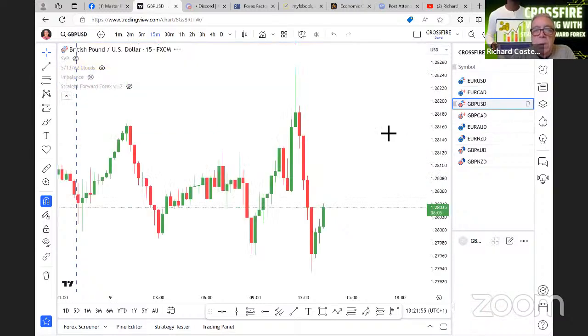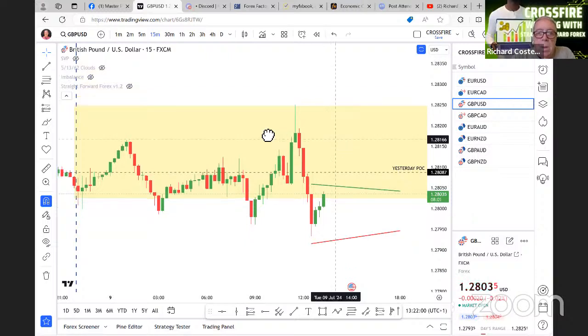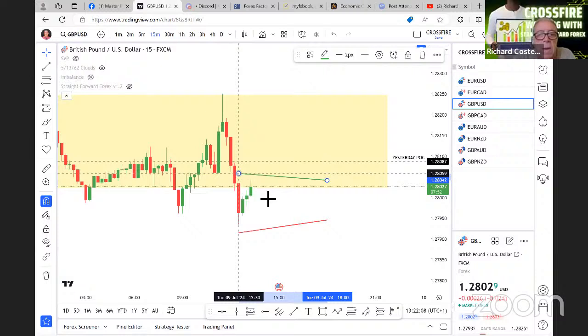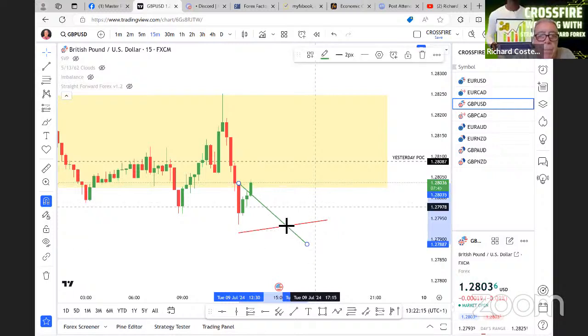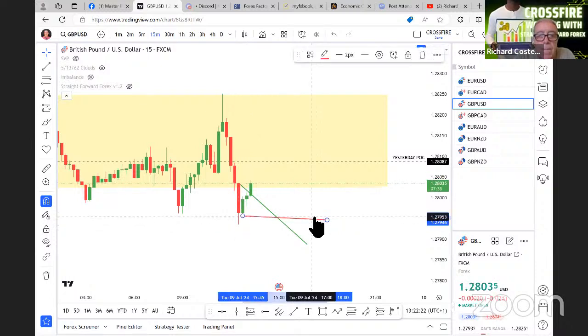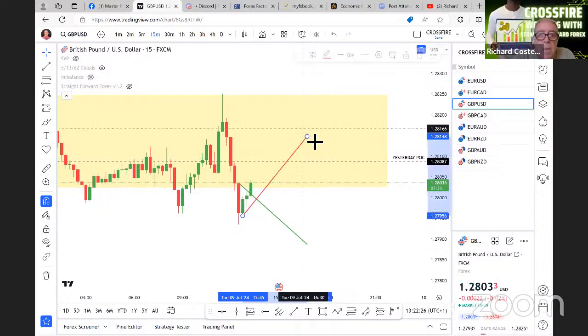GBP USD. Make it a bit smaller. So that's the 1 o'clock candle. Looking at the top and looking left, I need to be on that candle there because that's the nearest higher candle. And at the bottom, looking left again, that one there. And then I need to drag that.